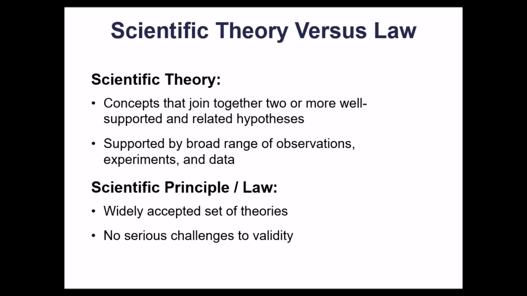Now, last couple things here is to know the difference between a scientific theory versus a scientific principle or law. A theory generally describes some scientific concepts that come together, that are well supported, and they seem to be supported by a broad range of observations, experiments, and data. Are they 100% true? Well, no, they're not necessarily a principle or law. They do seem to have an ample amount of support, but they're still considered to be a theory. Whereas a scientific principle or law really doesn't have any challenge to the criteria or to the validity of that principle.